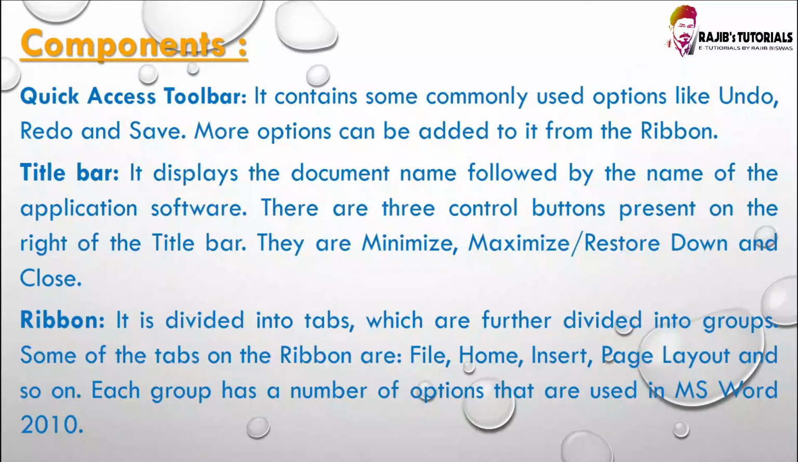Next component is ribbon. It is divided into tabs which are further divided into groups. Some of the tabs on the ribbon are file, home, insert, page layout and so on. Each group has a number of options that are used in MS Word 2010.